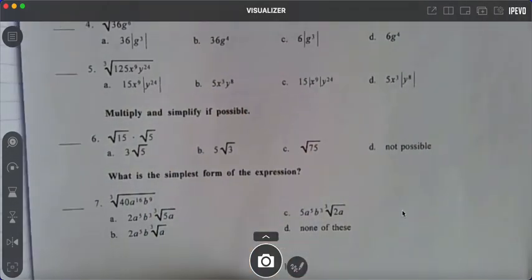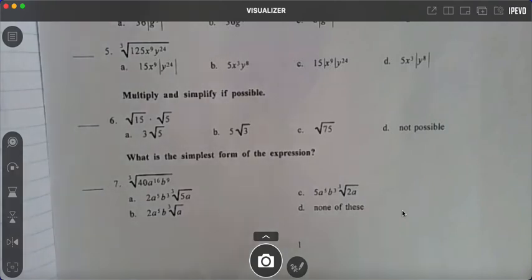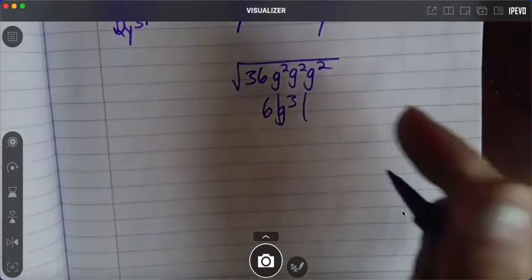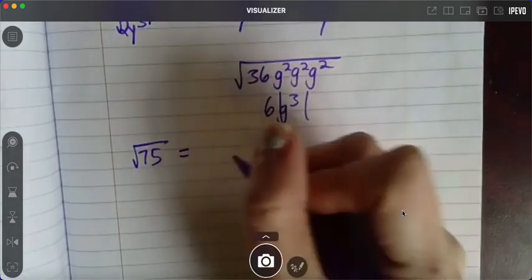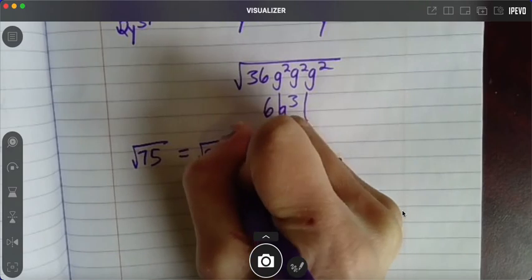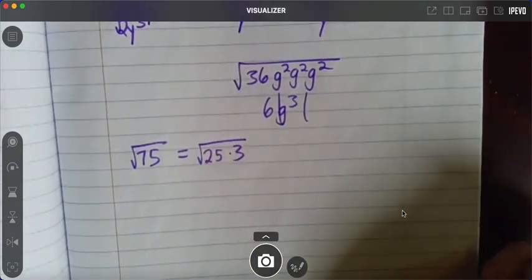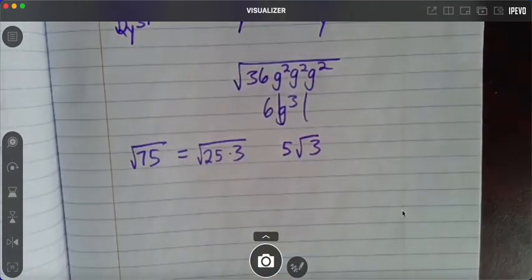Okay? Then number 6. Square root of 15 times the square root of 5. Multiply. What do you get? What is 15 times 5? 75. So let me write that down. So I have the square root of 75. And then I know, what's my perfect square that goes into that? 25. 25 times 3. What is the square root of 25? 5. And I have a 3 left underneath. Do I need to explain that again?